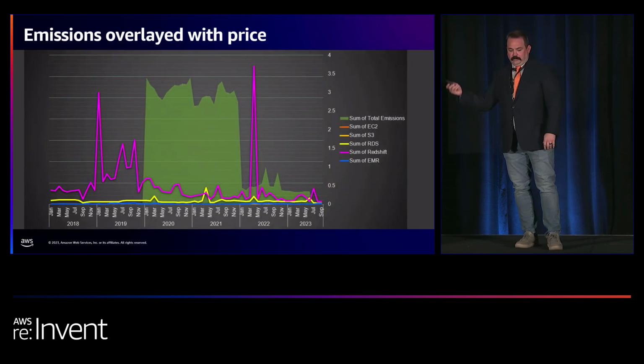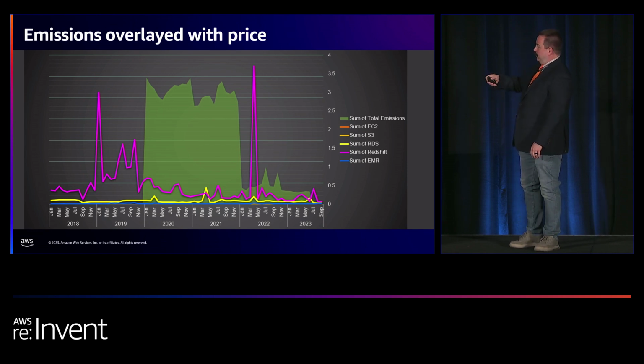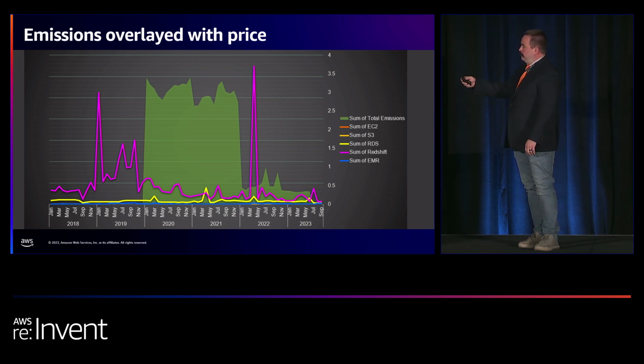So overlaying these looks like this. The green on the back is the carbon emission savings. You can see that it trends pretty well, and we only had emissions data back to 2020, unfortunately, because that's when the calculator was implemented. But you can see that we had a pretty clear trend line with what we were doing with cost.